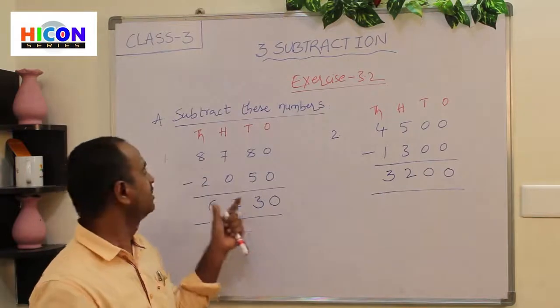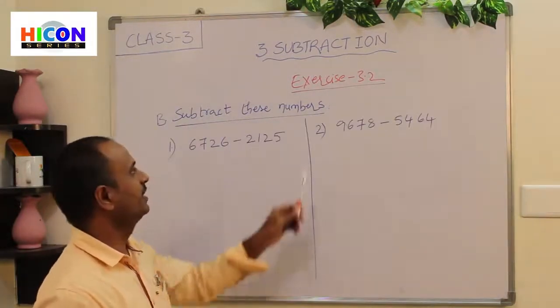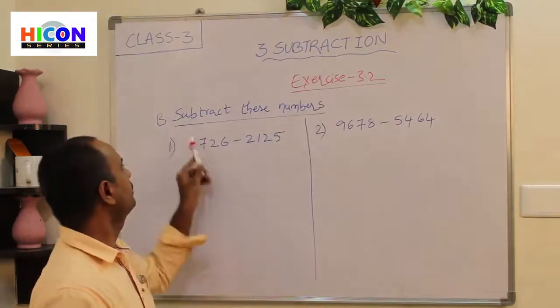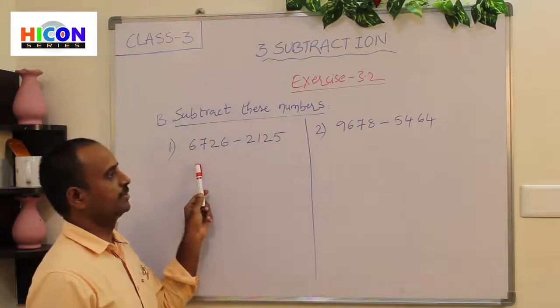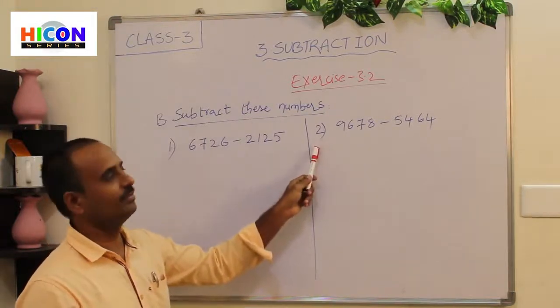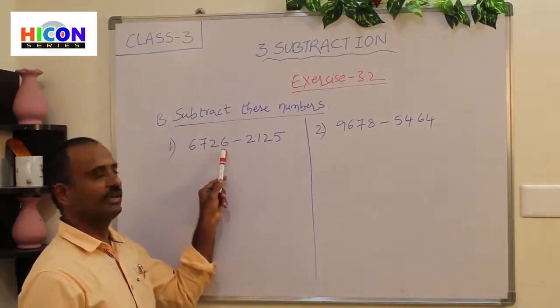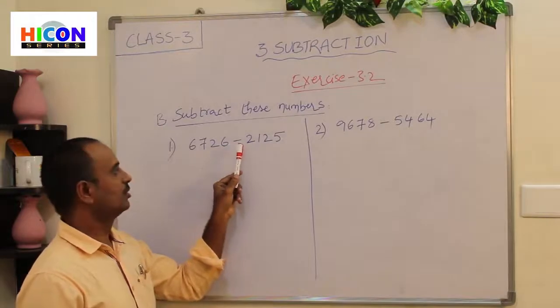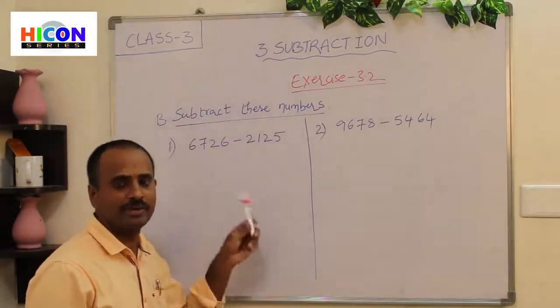Now go to the second section in this exercise. So the second section in exercise 3.2. Please subtract these numbers. There are 2 problems given. So this is the first problem, this is the second problem. So the first problem is 6726 minus 2125. So how can we do this subtraction?